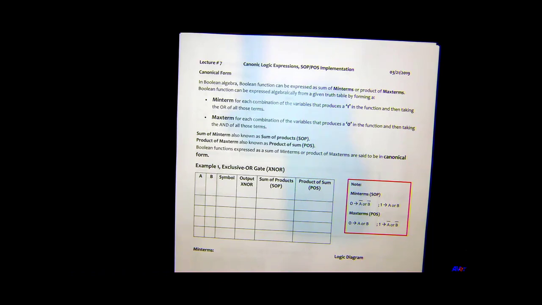Okay, and then we usually take that canonical form and apply K-map or Karnaugh map or Boolean algebra rules and laws to further simplify it. Because we haven't covered the Karnaugh map, we're only going to apply Boolean algebra rules and laws.